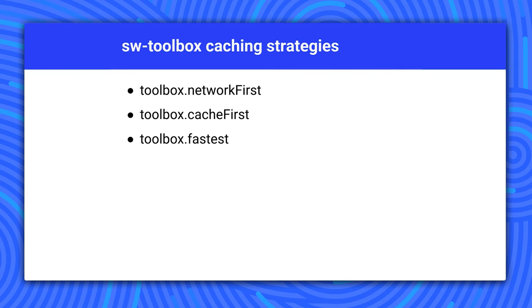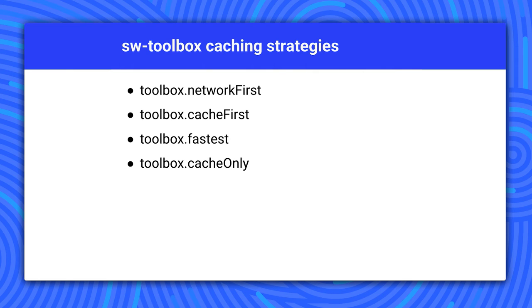Toolbox.fastest. Request the resource from both the cache and the network in parallel. Respond with whichever returns first. Usually this will be the cached version, if there is one. This strategy will always make a network request, though, even if the resource is cached. However, if or when the network request completes, the cache is updated so that future cache reads will be more up-to-date.